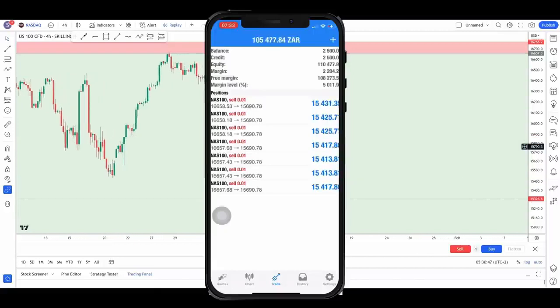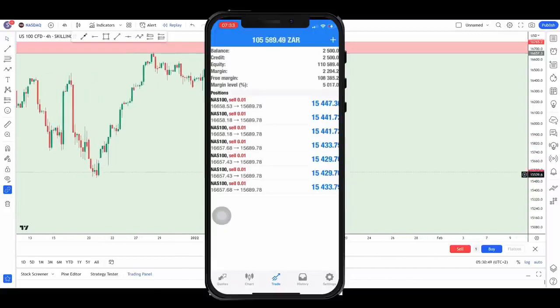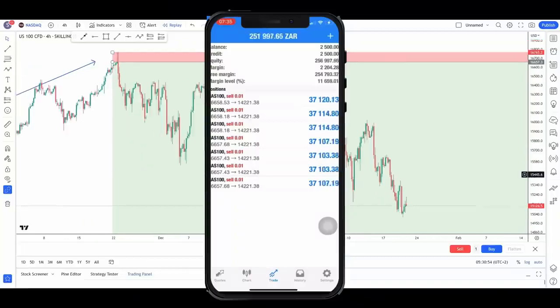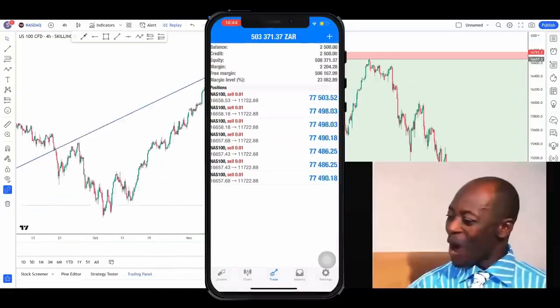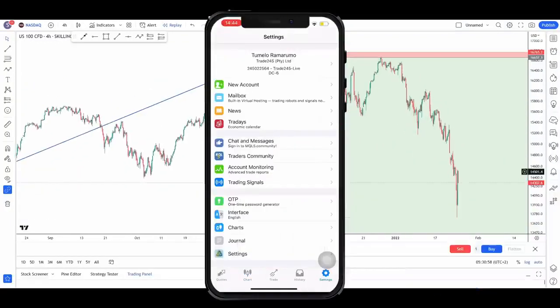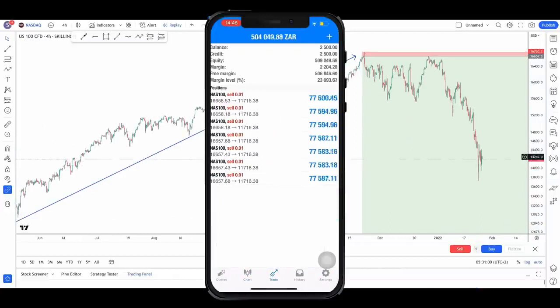After 5 days, I was already making 100,000. You can see the screenshot. After that, I just held on to the trade. One month later, I was already on 250,000. From there, I just held on for 3 months. After 4 months, I was already on 500,000. You can see that this is exactly how I managed to turn that 2.5 into 500,000.